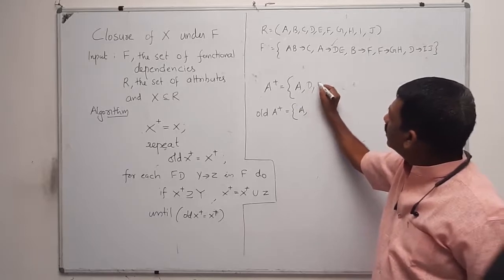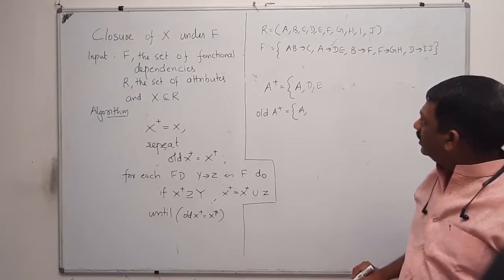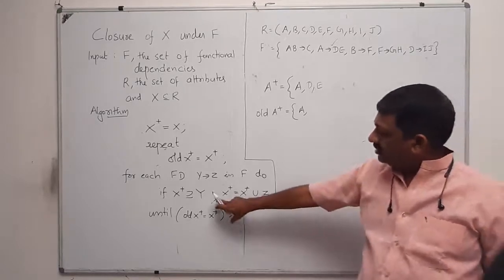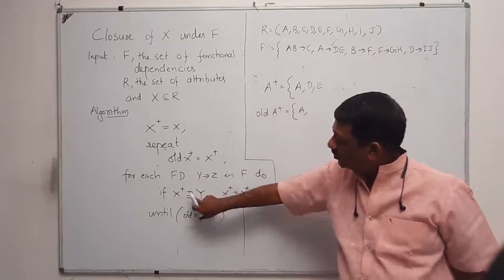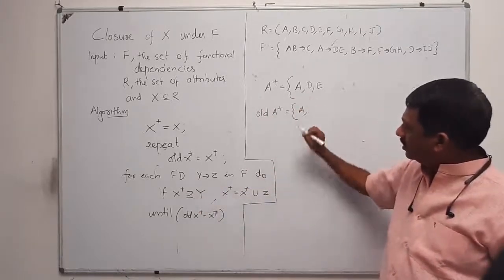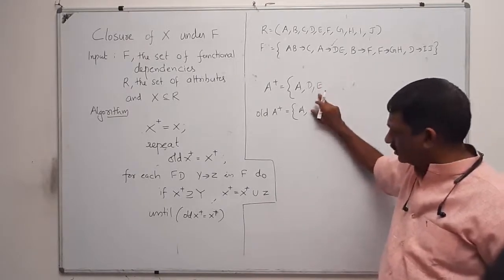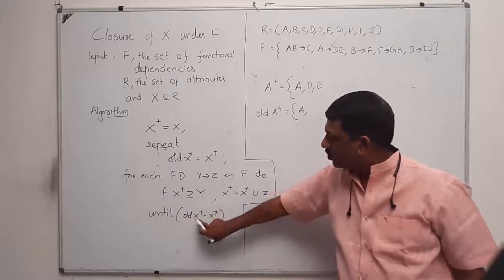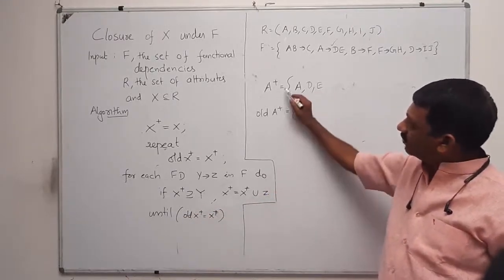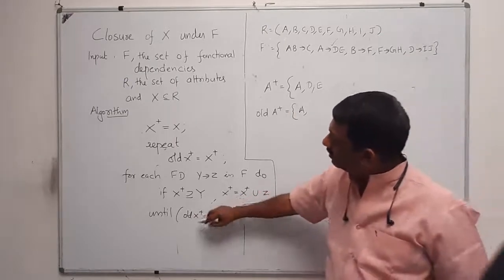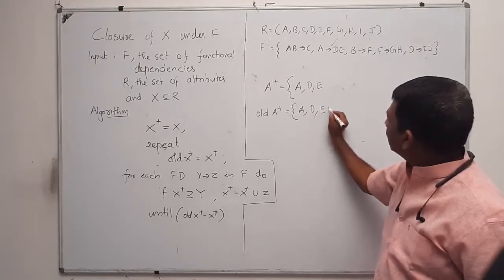So you have included D and E here. That means if A plus is a superset of Y, we include the right hand side until old X plus is equal to X plus. Old A plus and A plus are different here. Now coming back, we copy this A, D, E here.